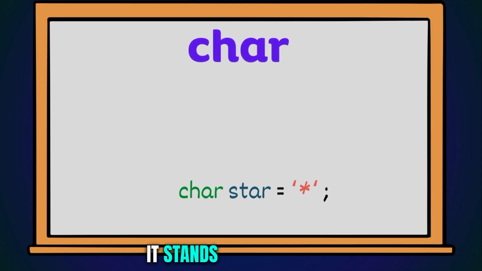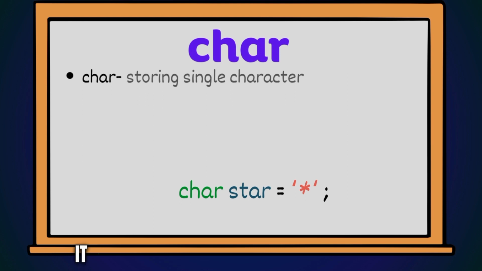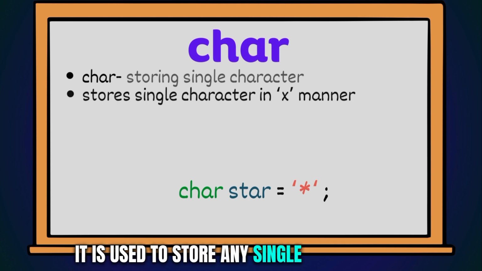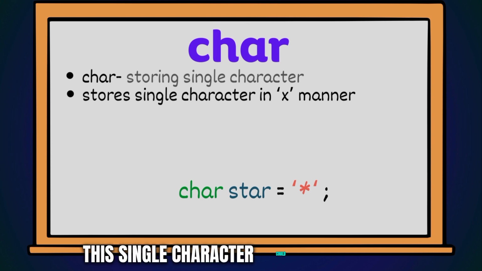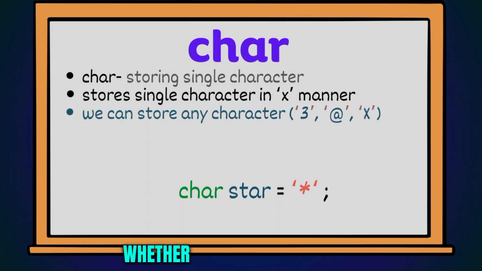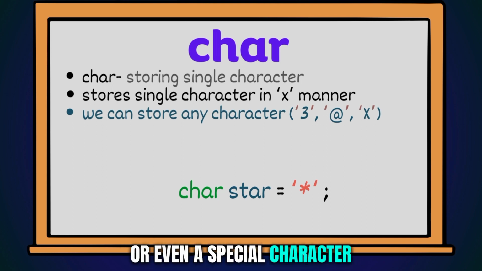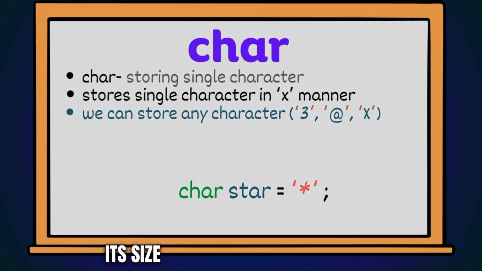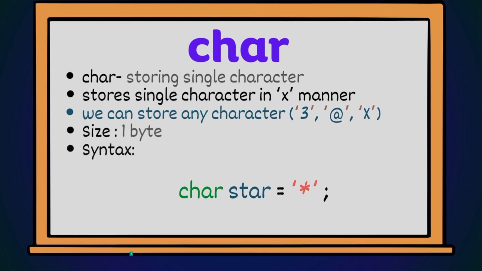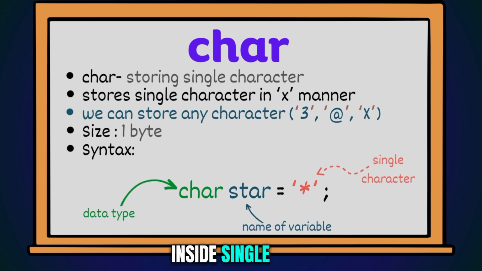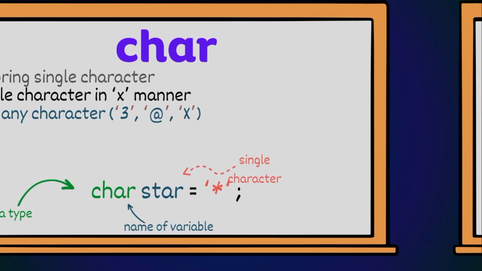Char. It stands for character. It is used to store any single character in memory. This single character could be anything, whether a letter or a number or even a special character. Its size in memory is only 1 byte. In syntax, we write the character inside single quotes, otherwise the compiler would give us a syntax error.